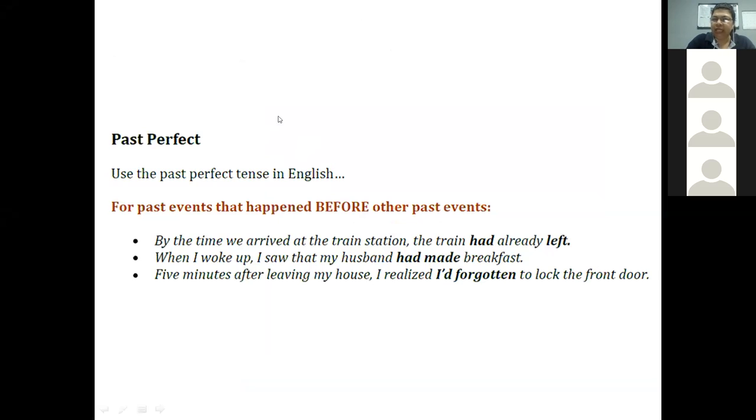Miss Lea, can you please read this? Past perfect. Use the past perfect tense in English for past events that happened before other past events. By the time we arrived at the train station, the train had already left. Very good. So which one happened first? That you got to the train station or that the train left? The train had already left by the time we arrived at the train station.